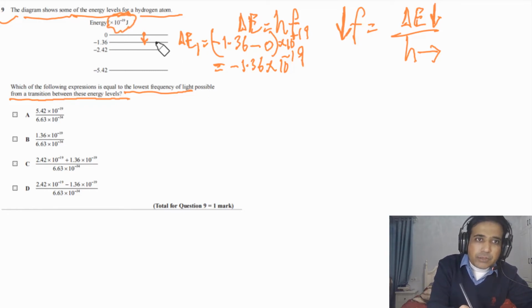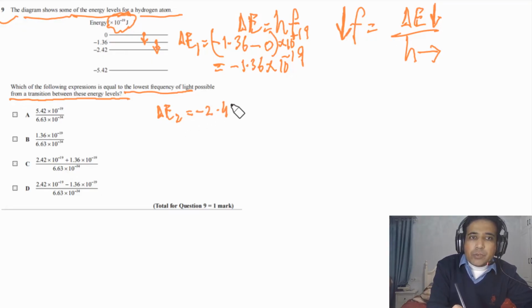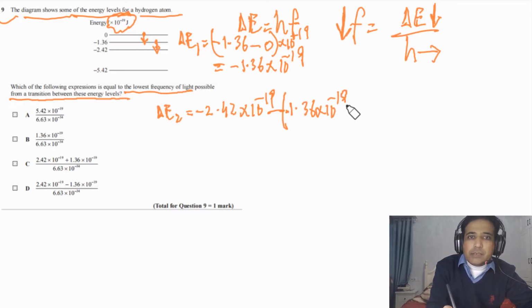Now we can also consider the second case. If the electron jumps from this energy level to this one, the energy change will be equal to delta E2, and delta E2 will be equal to 2.42 times 10 to minus 19 minus 1.36. So you need to understand this is also minus, times 10 to minus 19.